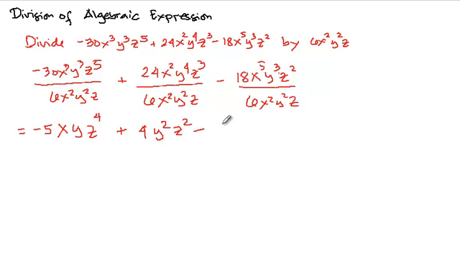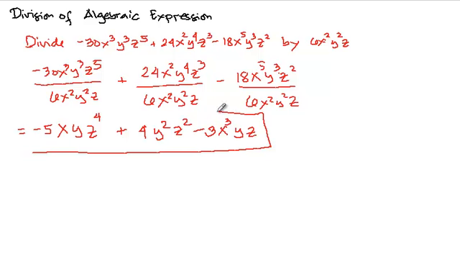Minus this one, 18 divided by 6, that's 3. X to the fifth divided by x squared is x cubed. Y cubed divided by y squared is y. Z squared divided by z is z. All in all, we have this answer. So we simply divide them term by term.